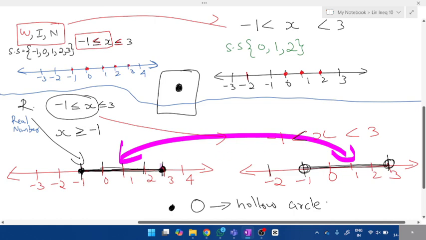And there are two types. One is full solid black like this, a darkened dot. One more is hollow. When it's not equal to, we draw a hollow dot, a hollow circle.